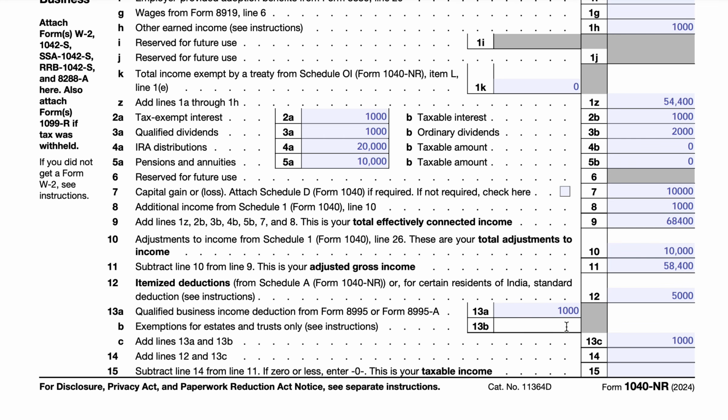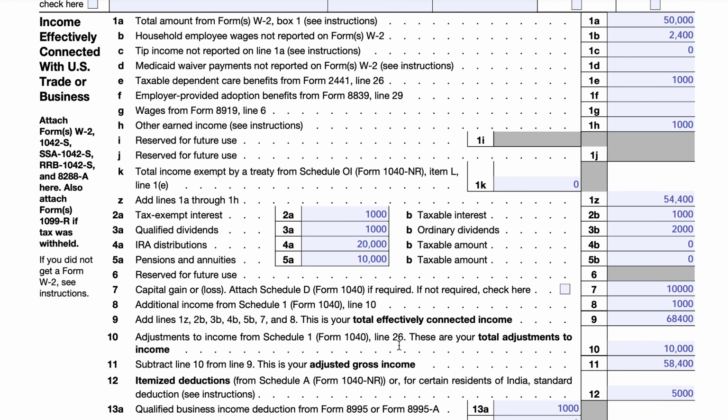We're going to add lines 13A and 13B, and we get $1,000 for 13C. We're now going to add that to this $5,000 here, so we get a total of $6,000 of deductions. Then we're going to subtract that from line 11. So 58,400 minus the 6,000 gives us $52,400.